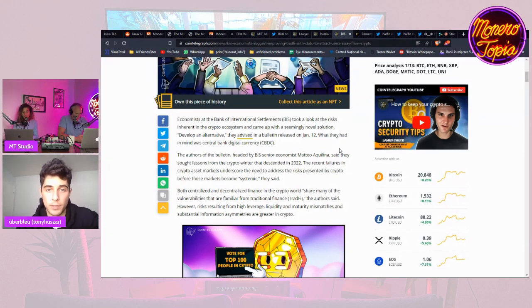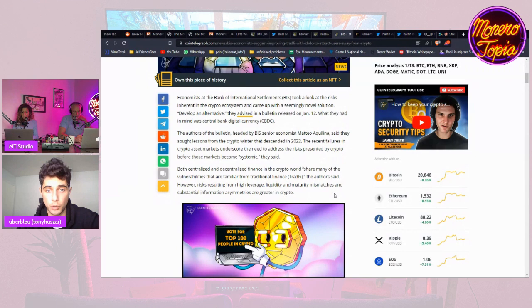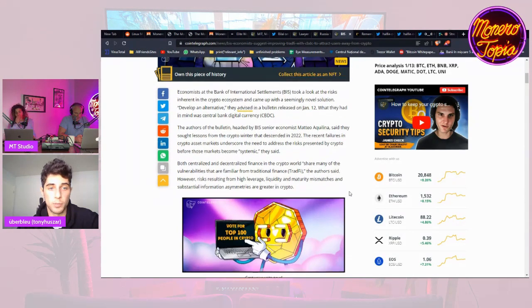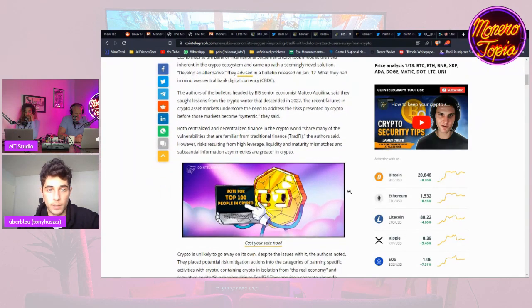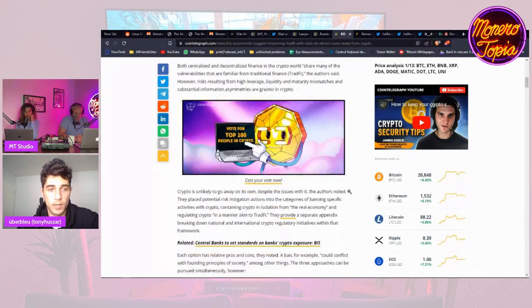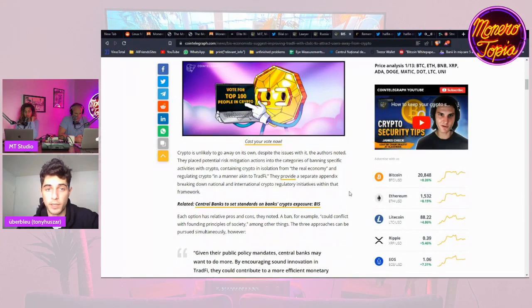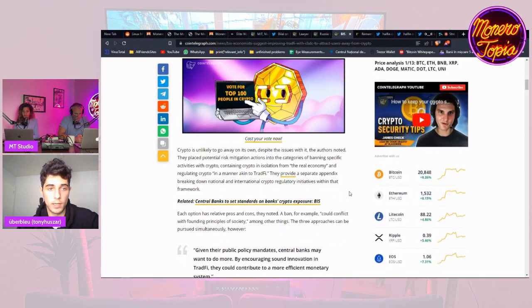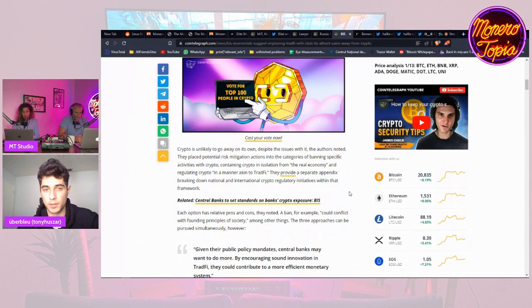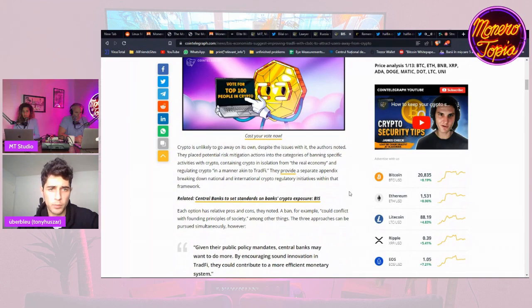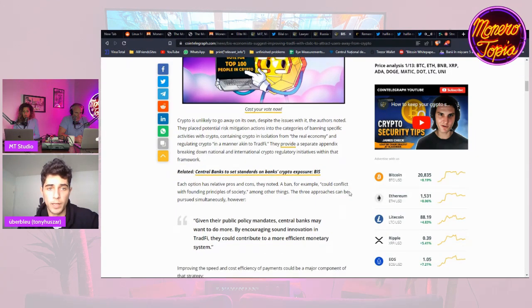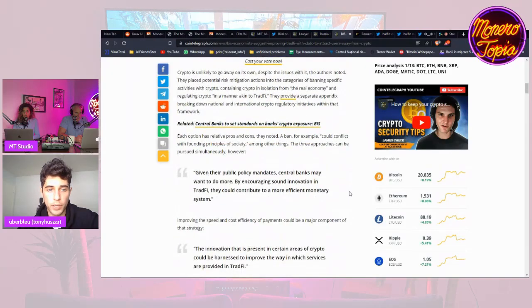BIS senior economist Matteo Aquilina said they saw lessons from the crypto winter that descended in 2022. The recent failures in crypto asset markets underscore the need to address the risks presented by crypto before those markets become systemic. They said crypto is unlikely to go away on its own despite the issues with it. The authors noted they place potential risk mitigation actions into categories of banning specific activities with crypto, containing crypto in isolation from the real economy, and regulating crypto in a manner akin to TradFi.